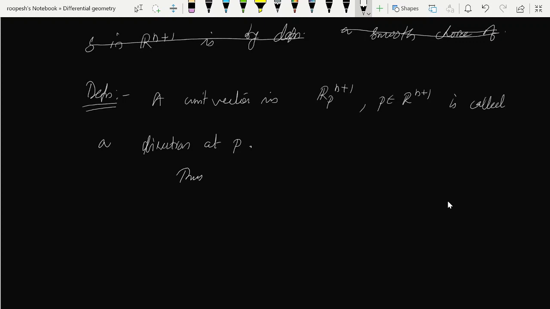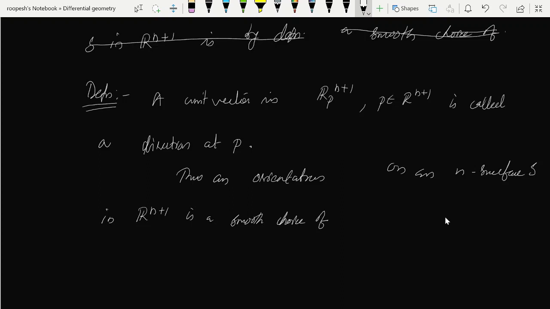Thus an orientation on an n surface S in R^(n+1) is a smooth choice of normal direction at each point of S.